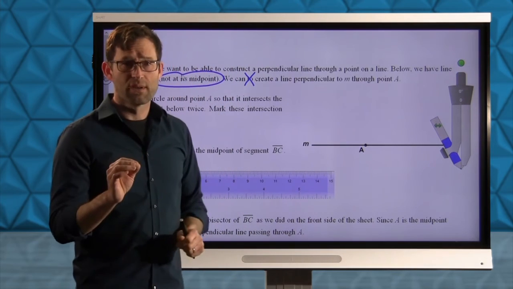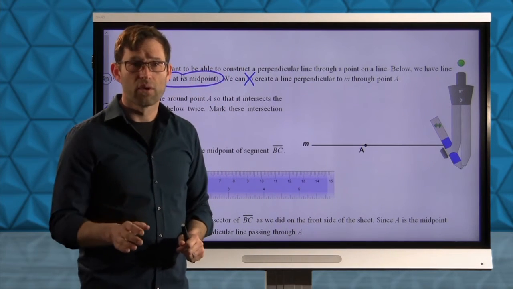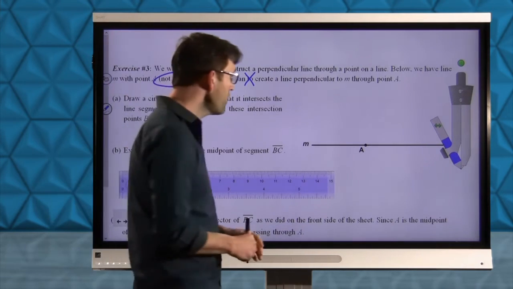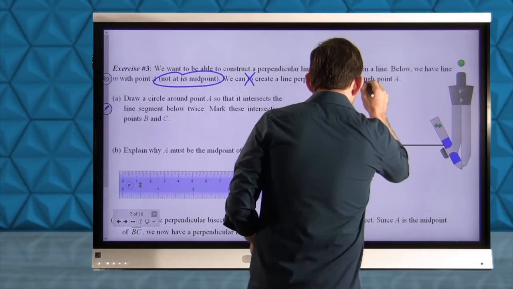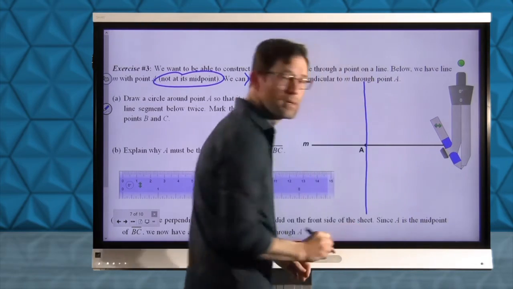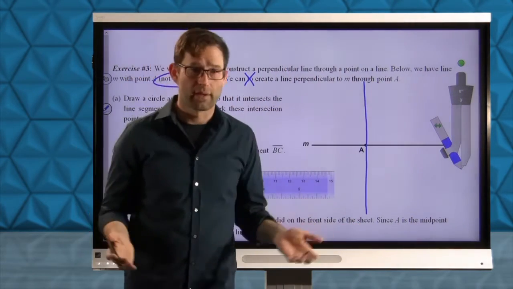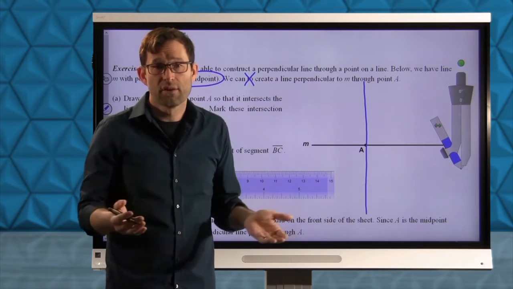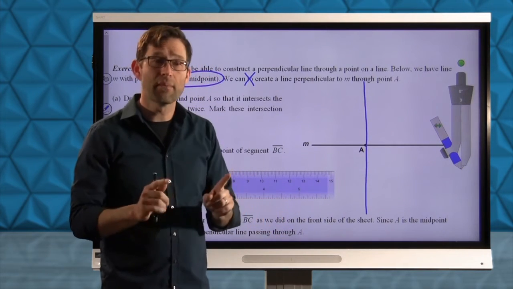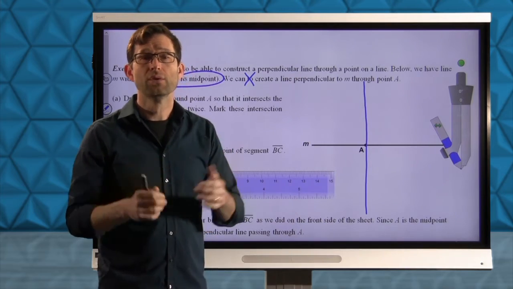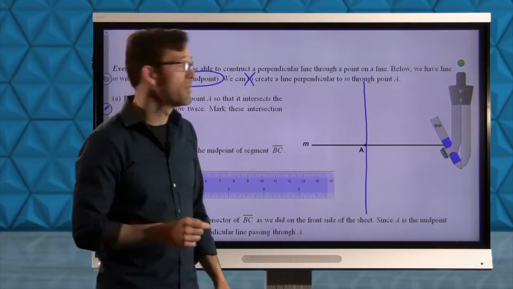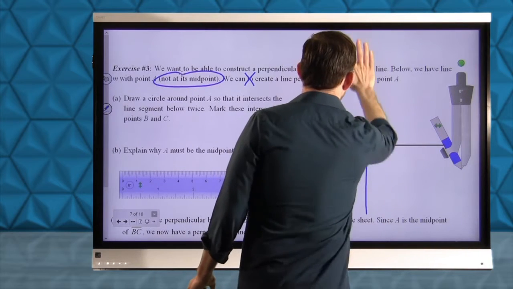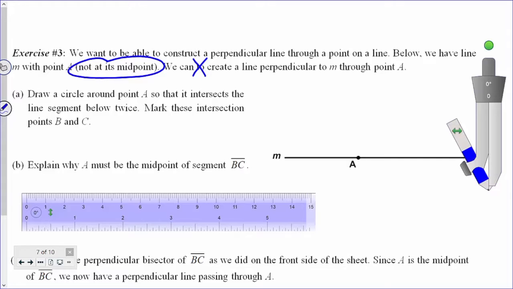Let me pause for just a minute and tell you what you'll never get any credit for on something like this: eyeballing it. If you come over here, even with a straight edge, and you go, well, let's see, there it is, it's nothing. Because that's not the point. The point is to demonstrate that you know how to use the tools of constructions to create this perpendicular line. So don't go there.